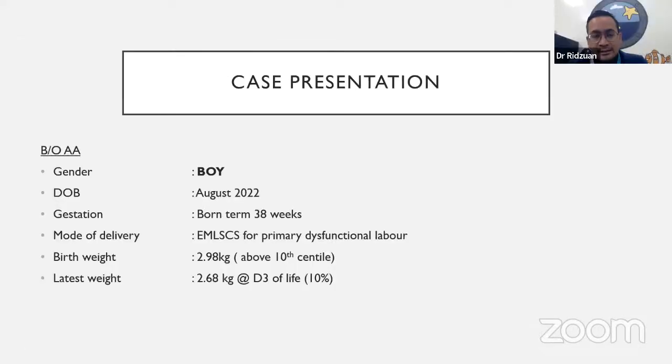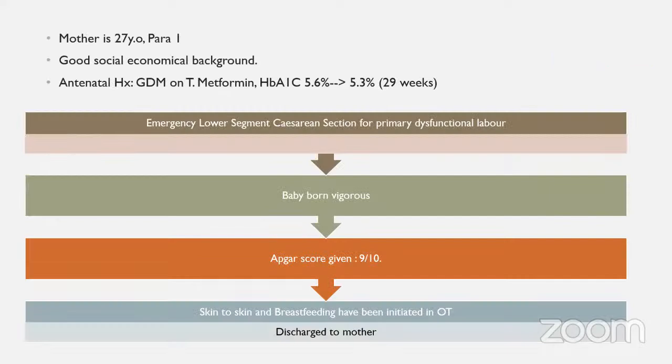So for the case presentation, we have a boy, baby of AA, delivered in August last year, 2022. He was born full term via cesarean section for primary dysfunctional labor. The birth weight is 2.98 kilograms, which is above the 10th centile. The mother is 27 years old, para one, with a good socioeconomic background, antenatally only had GDM on metformin with HbA1c of 5.3%. He was delivered by cesarean section and the baby was born vigorous with a good Apgar score.